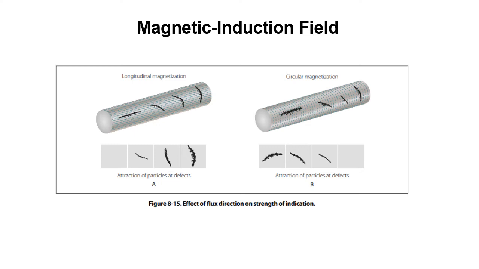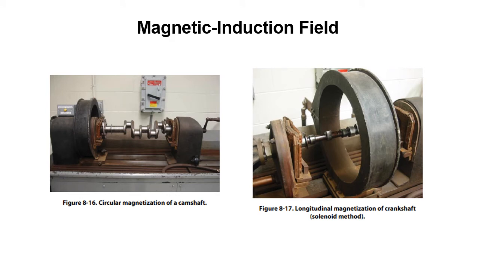Circular magnetization. Here you can see they're doing circular magnetization of a camshaft and longitudinal magnetization of a camshaft. In the circular magnetization of the camshaft, they're just running an electric current through the camshaft. In the longitudinal magnetization of this crankshaft, they've got a huge magnet on the outside of it, so that's how they're inducing the longitudinal magnetic field into this part.